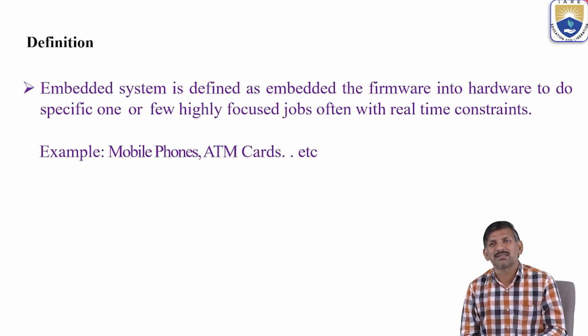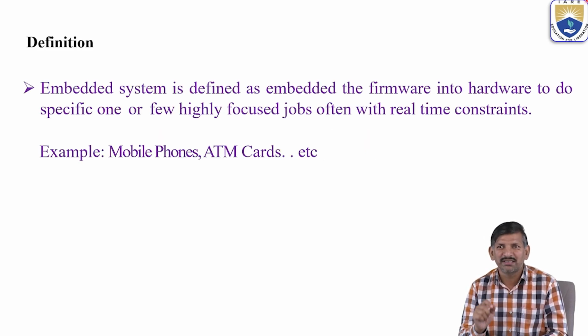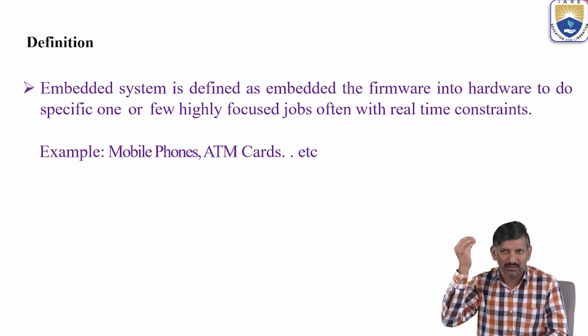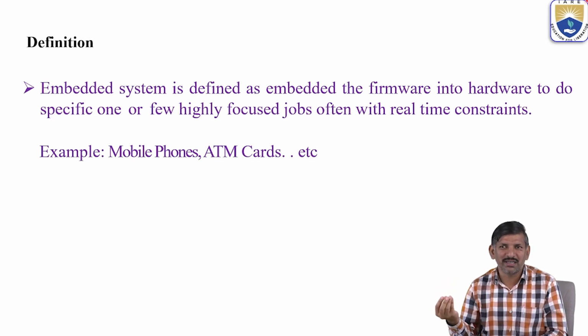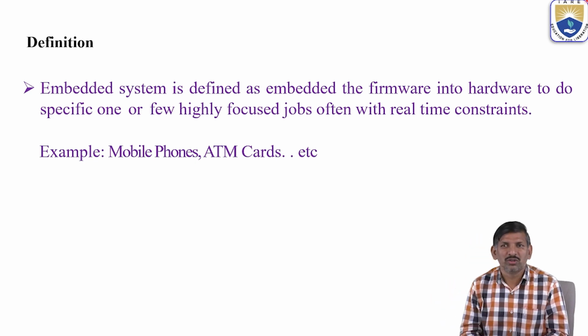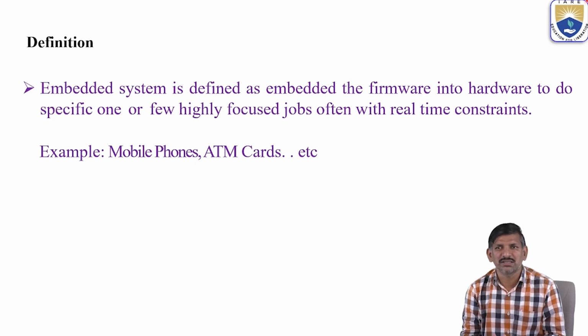So what is an embedded system? Embedded means locating, fixing, or placing. What are we placing? The designed algorithm in the form of instructions. That is called firmware. So an embedded system is defined as embedding the firmware into hardware to do one or a few highly focused jobs, often with real-time constraints.